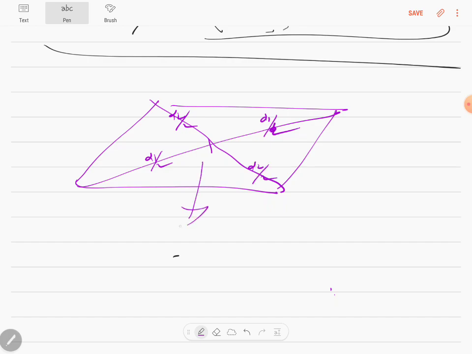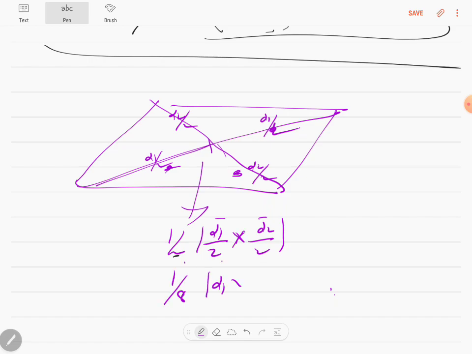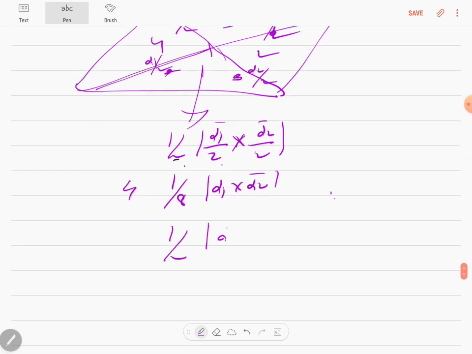Let's take only this area, which is the area of a triangle. You have this vector and this vector. It's half of the magnitude of d1 by 2 cross d2 by 2, because the area of a triangle, if this is a and b, is half of a cross b. So 1 by 2, 1 by 2, 1 by 2 will become 1 by 8 into d1 cross d2. But there are 4 such triangles, so into 4. That is how you get the formula of half of d1 cross d2.